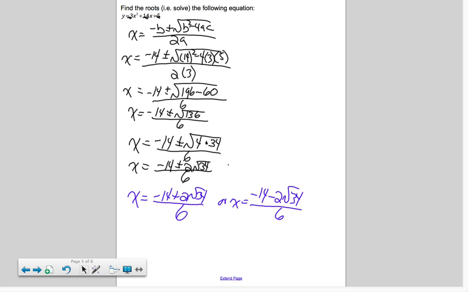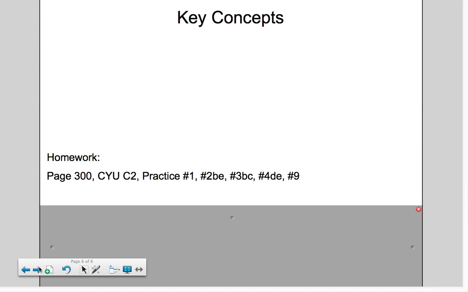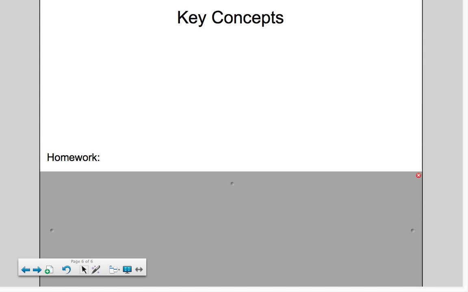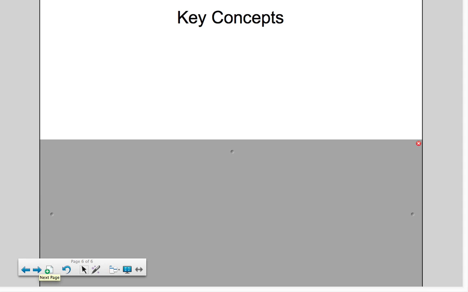Oh my gosh, wow. Wait, homework! So, got the key concepts. This is the key concepts. Oh, jokes. Key concept.